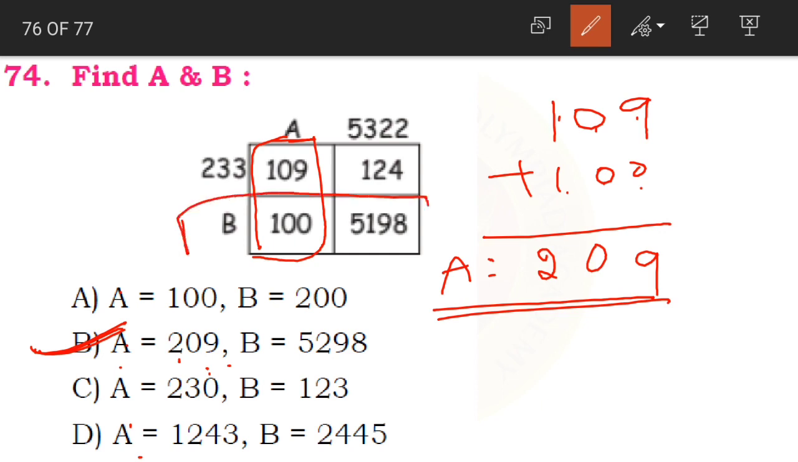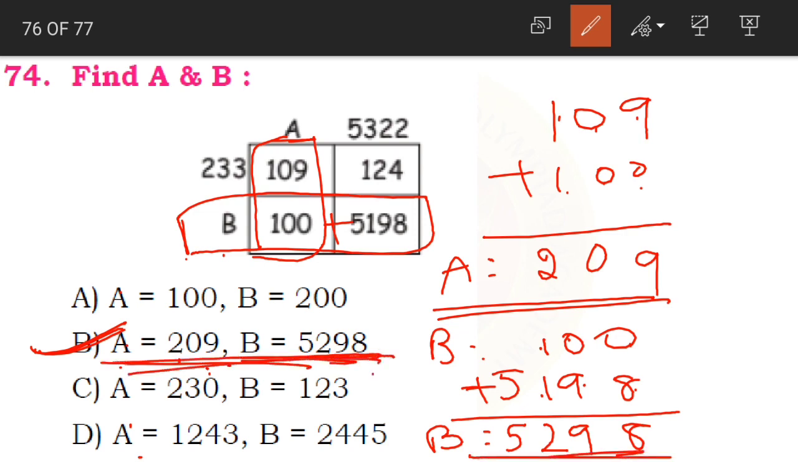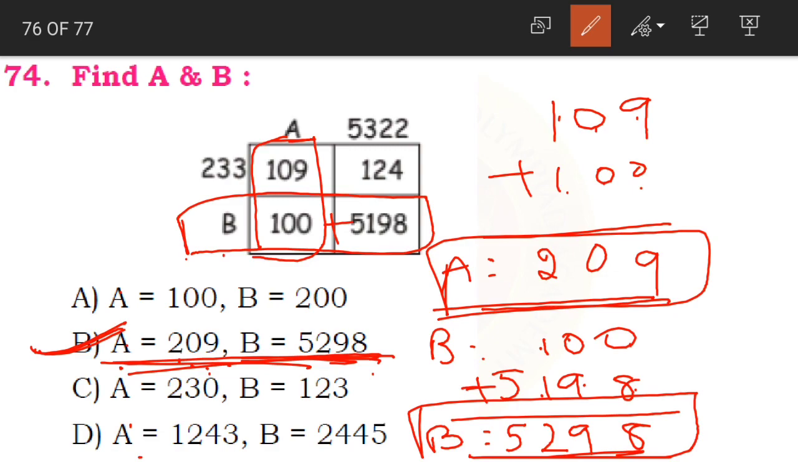Let us cross check the value of B as well. B is equal to how much? 100 plus 5198. 0 plus 8, 8. 0 plus 9, 9. 1 plus 1, 2 and then 5. What is the value of B children? 5298. Yes, so option B here is our correct answer. A is equal to 209 and B is equal to 5298.